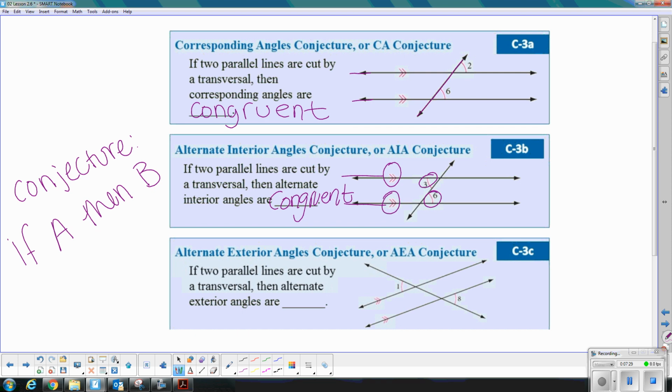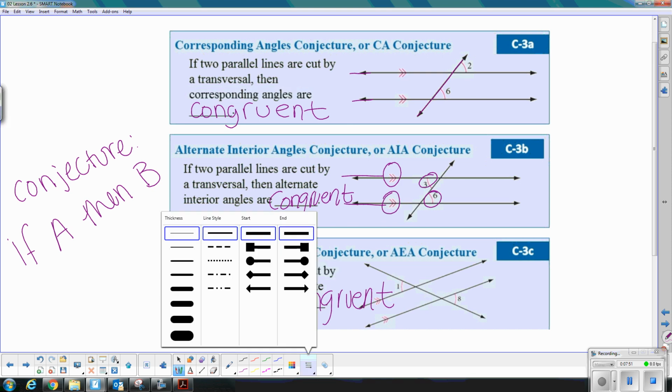And the alternate exterior angles, or AEA conjecture: if two parallel lines are cut by a transversal, then alternate exterior angles are also congruent. So it's true with more of the lines than are identified on here.